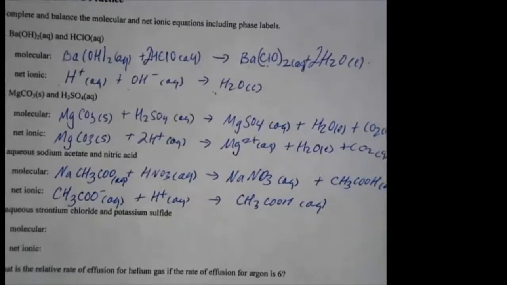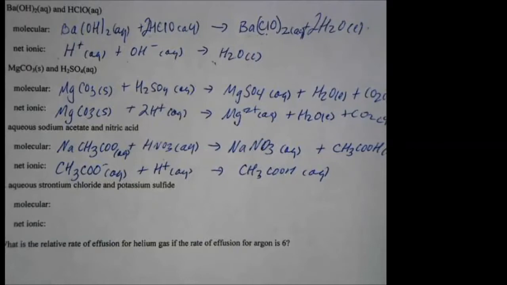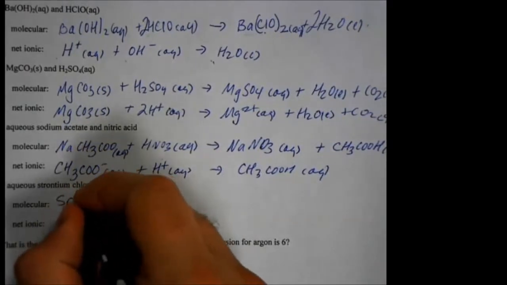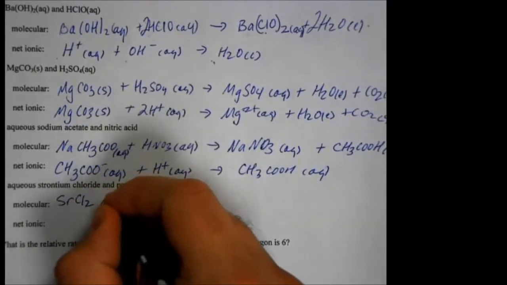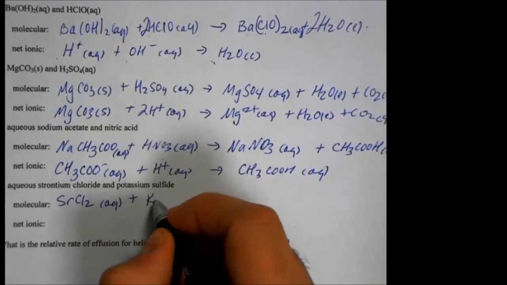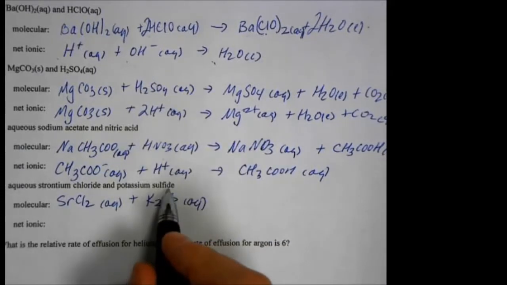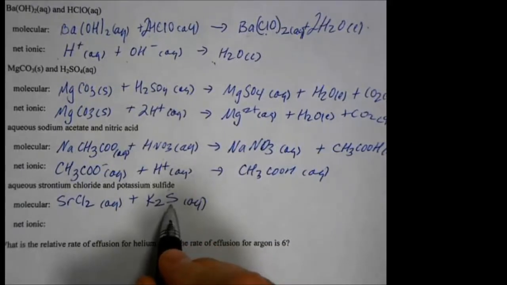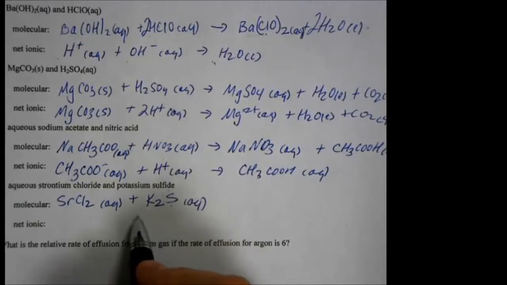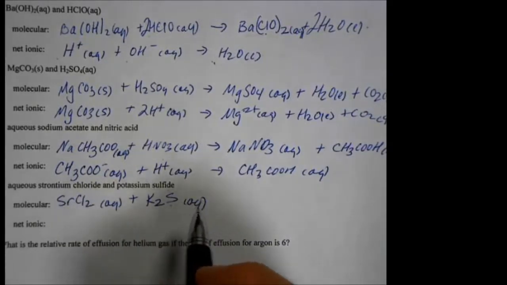And then the last guy on this chart is strontium chloride, which is SrCl2 aqueous, with potassium sulfide. So that is going to be K2S aqueous. Remember, sulfide is just the S2 minus ion, so you have to balance that out. And I know strontium is a 2+, so that's how I came up with these guys.